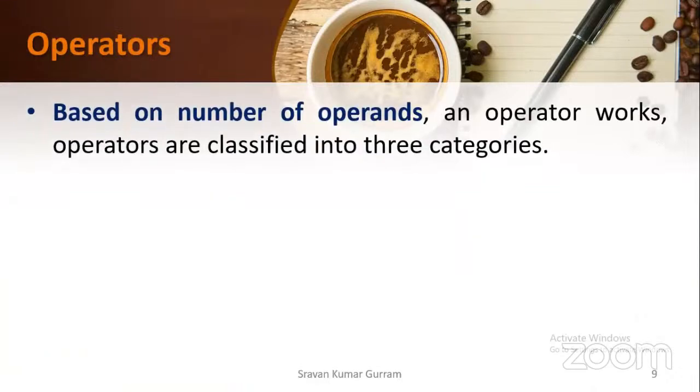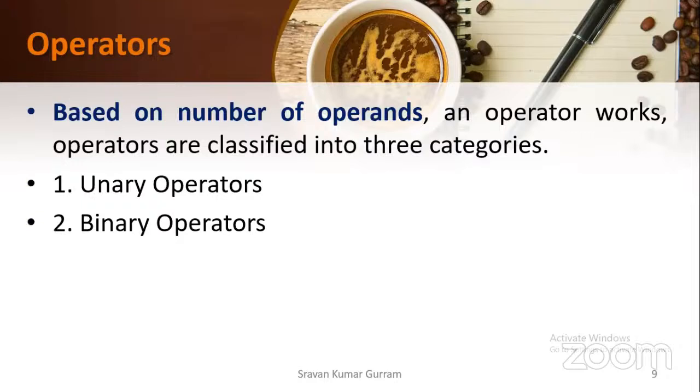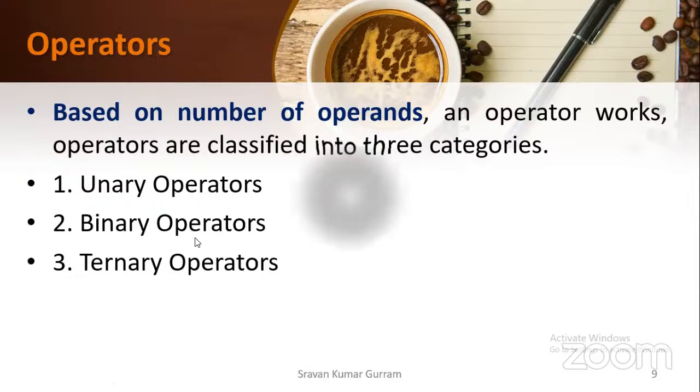Based on the number of operands an operator works on, operators are classified into 3 categories. This is a very, very important point. So many people get confused about this terminology. See, how many operands you are using in your expression, based on that number, the operators are categorized into 3 types. First one is unary operators, second one is binary operators, and the third one is ternary operators. Unary operator, binary operator, and ternary operator.